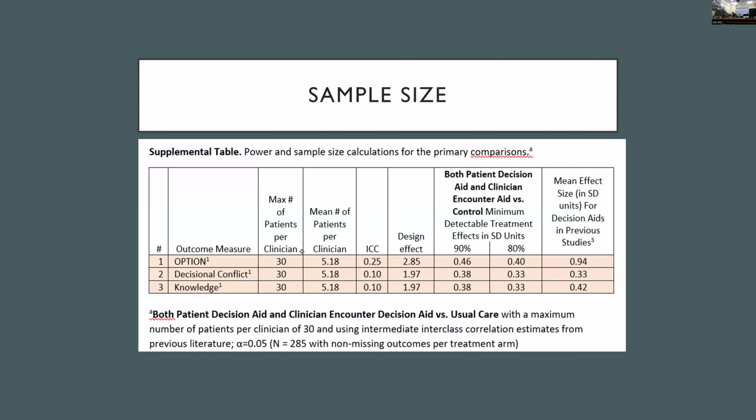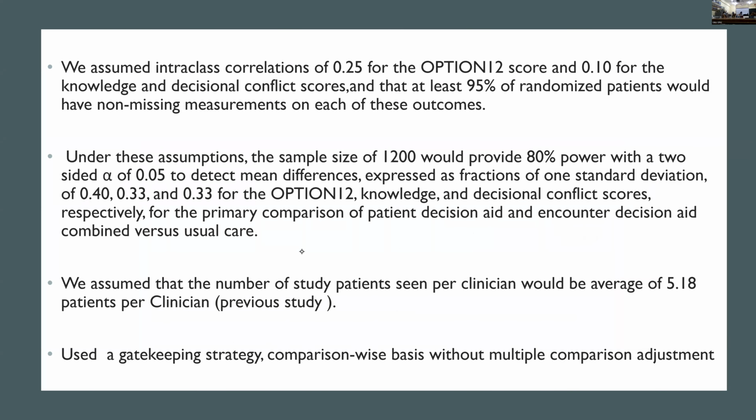Sample size calculation. Here it's a cluster randomized study. Normally in each cluster, there is some amount of intra-cluster variability that is accounted for by the intra-cluster correlation. In this study, they had taken separate ICCs for the 3 outcomes, and based on that, sample size was calculated to be 1200 for 80% power with a two-sided alpha of 0.05. They have not done multiple comparisons; they had used a gatekeeping strategy.